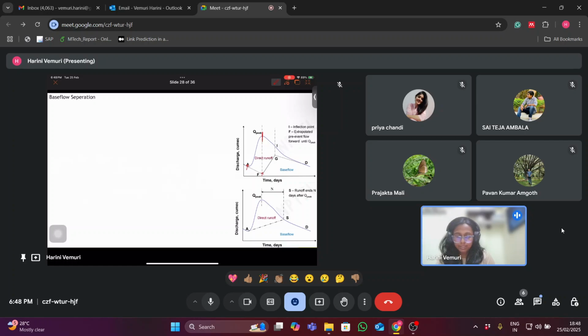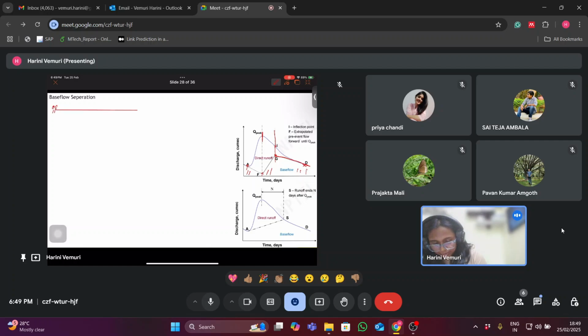And then we will draw one more tangent at the end of the hydrograph, that is at point D, and we will extend it till it intersects the vertical line at the point of inflection, I. We will draw a vertical line at point I, which is the point of inflection, and where this tangent meets this vertical line is given the name G. The area under AFGD will contribute to the base flow volume, and the area above will be the direct runoff volume.